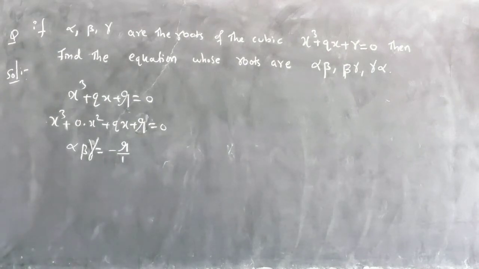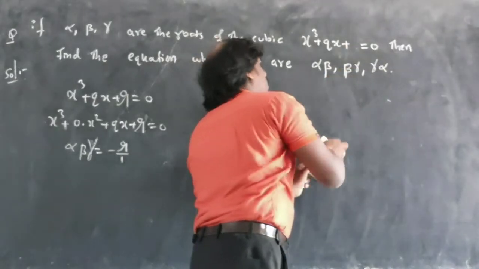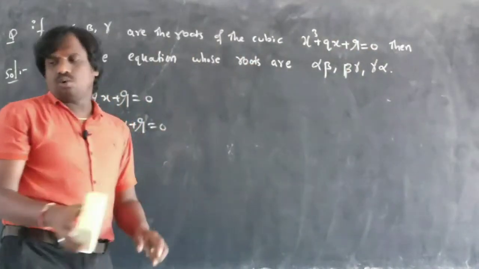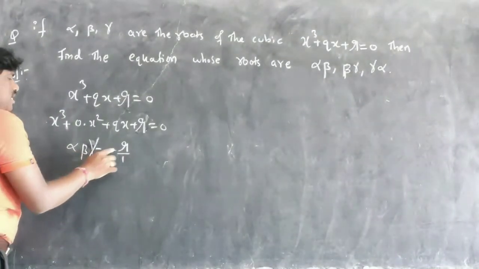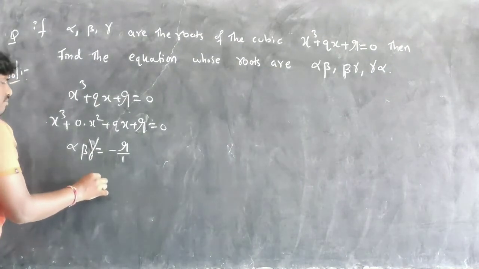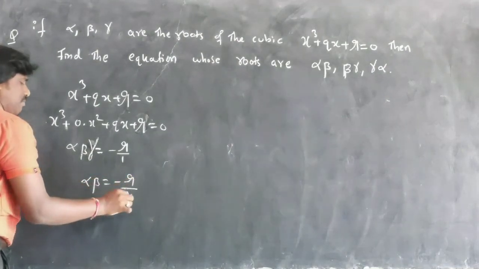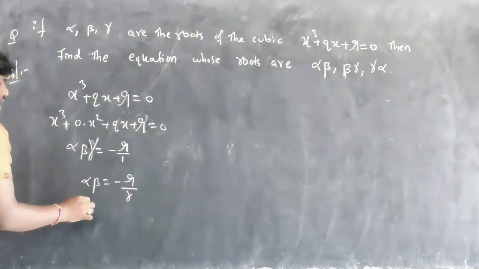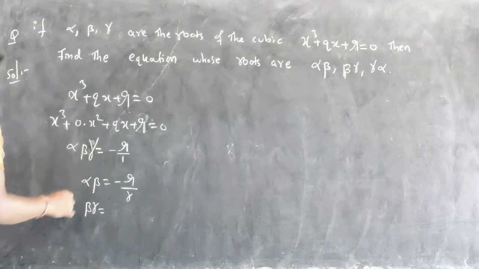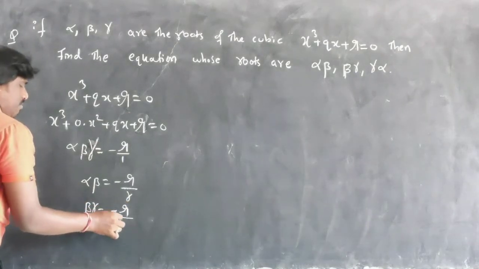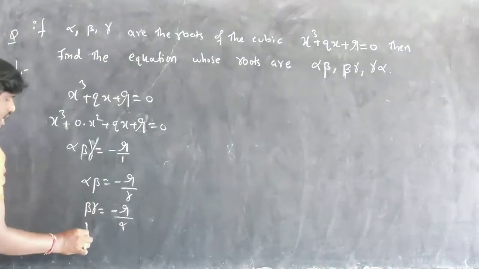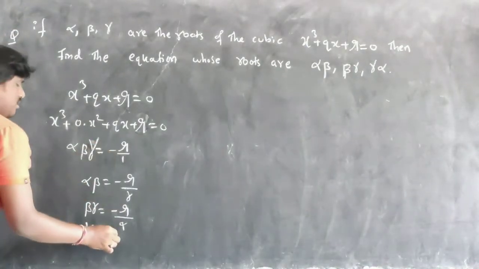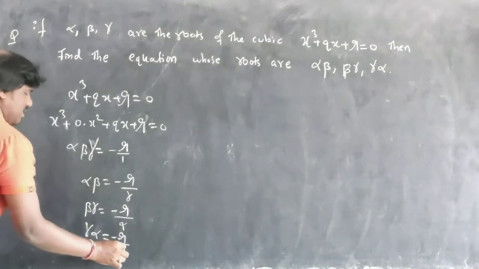Now I am going to find a quadratic equation whose roots are alpha beta, beta gamma, gamma alpha. Since alpha beta gamma is equal to minus r, I can write alpha beta is equal to minus r by gamma. And beta gamma can be written as minus r by alpha. And the last one, gamma alpha, is equal to minus r by beta. So this I am getting.